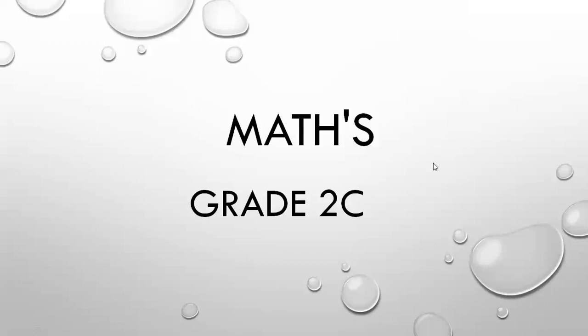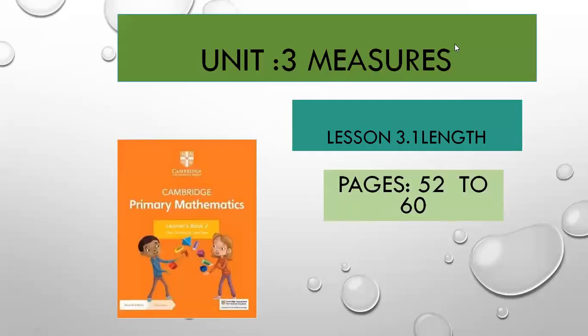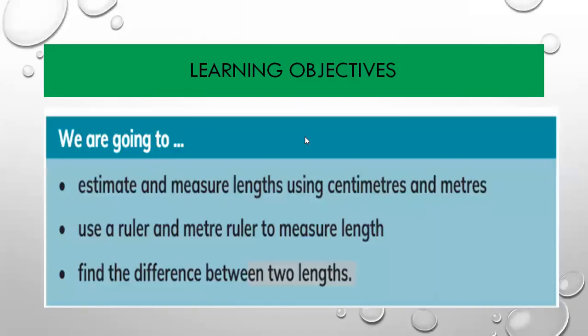Today in maths we are going to start with our unit 3, measures. Lesson 3.1, length. It is on page number 52 of your learner's book. In this lesson we are going to talk about estimation, measuring lengths using centimeters and meters. We are going to measure things with the help of a ruler and measuring tape. We can find the difference between two lengths. Okay, so these are the things that we are going to learn in this lesson.